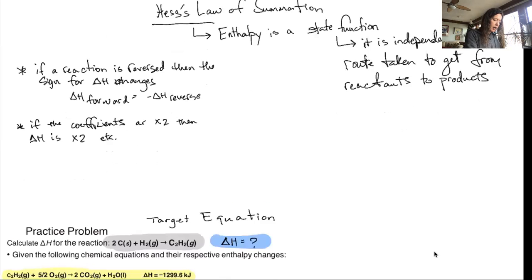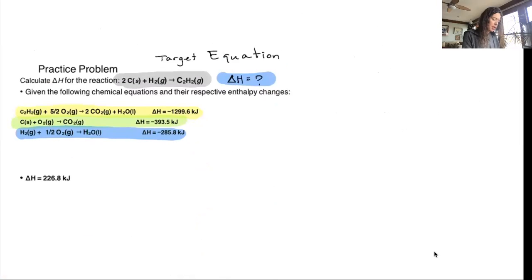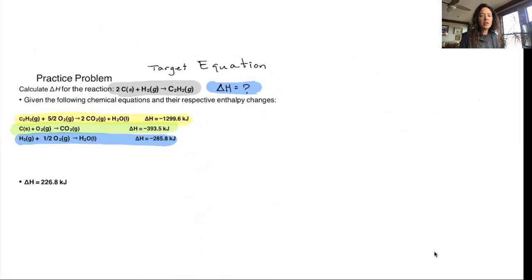All right. So now we have our target equation. We have the highlighted equations in color that we are to use. I'm going to always take the same approach. I'm going to look at the first reactant, and it's 2 carbons. And I see that in my second equation, I actually have carbon. However, even though it is reacting as I need it to, so I don't need to reverse it, I only have 1, but I need 2. So I will multiply this equation by 2.